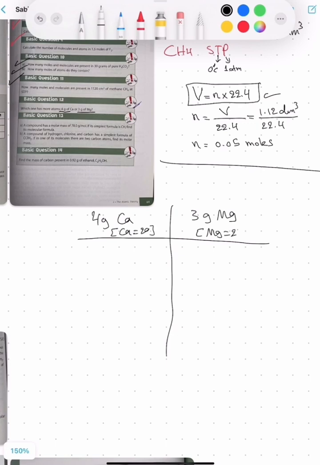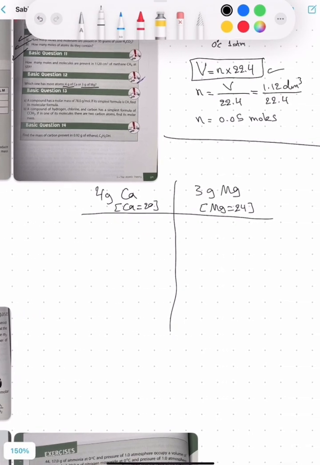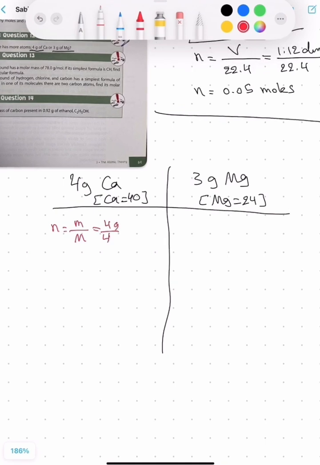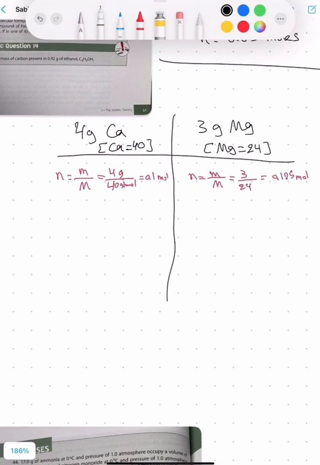For magnesium it is 24. So when you want to calculate number of atoms, what do you need? We need moles first. So calculate moles. Number of moles is equal to mass over molar mass. So mass is 4, molar mass is 40. So 4 grams over 40 gram per mole, which is 0.1 mole. For magnesium, again, number of moles, mass over molar mass, so 3 over 24, which is equal to 0.125 mole. We are done with number of moles. Then what do we do? Change it into number of atoms.